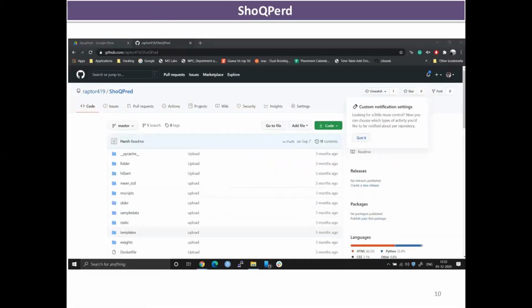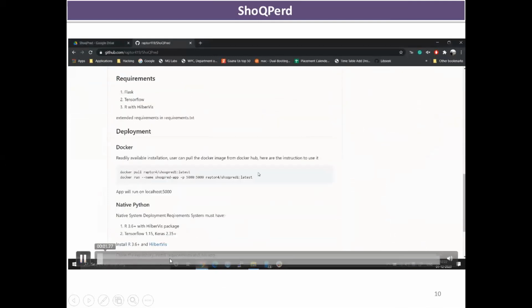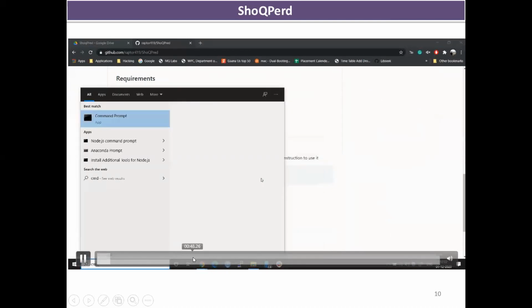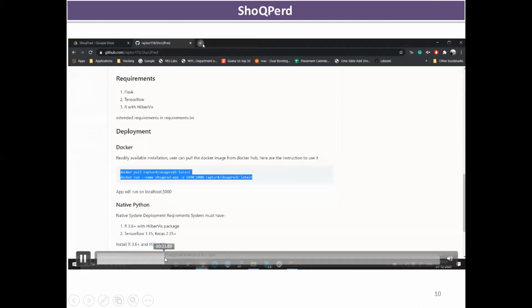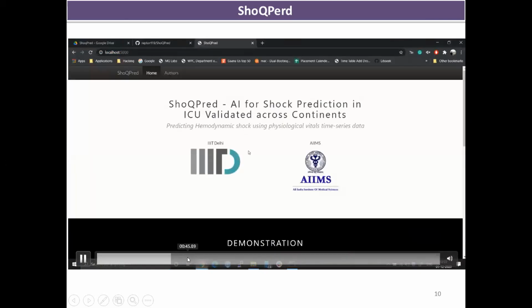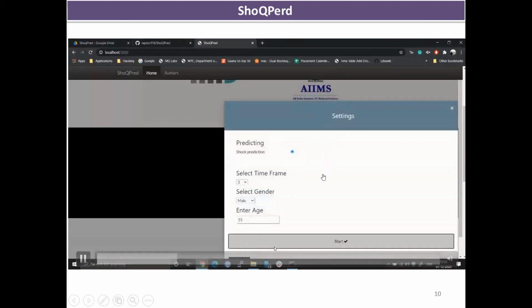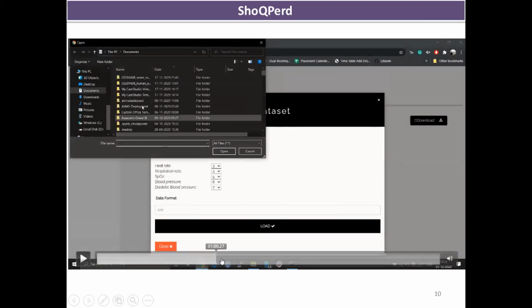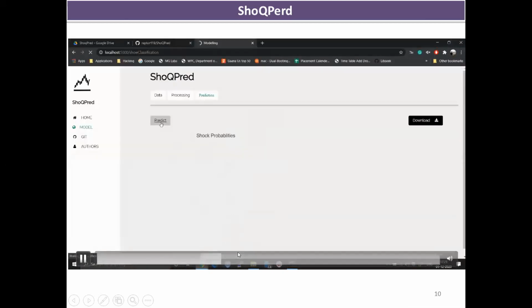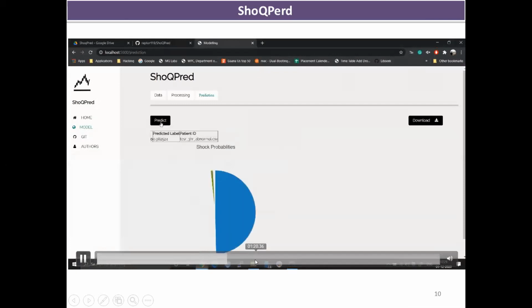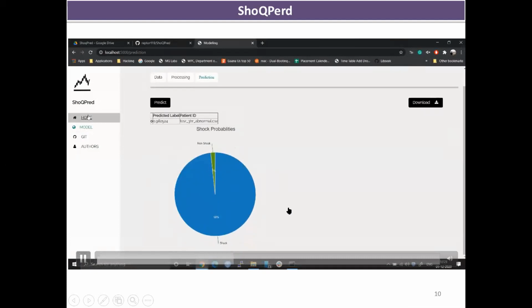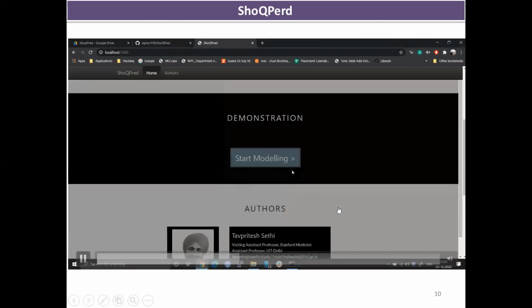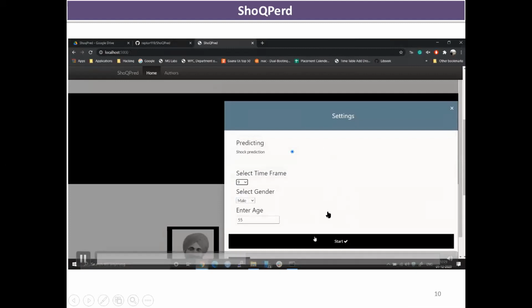So we tried to implement our models in a Docker-based application where anybody can use these models and readily download them from GitHub. This is the demo of the application where we have built this ShockUpred tool, where the user can upload the data and make predictions in their ICU itself. As you can see, we can upload the data, and upon applying the predict function, our algorithm gives the prediction probabilities, which can be used in any ICU using this open source tool.